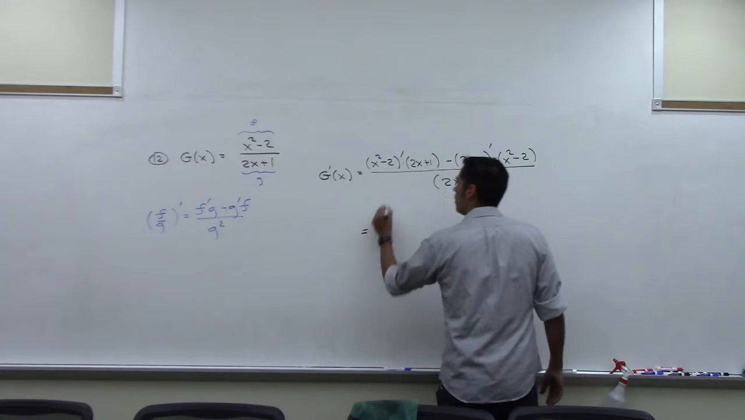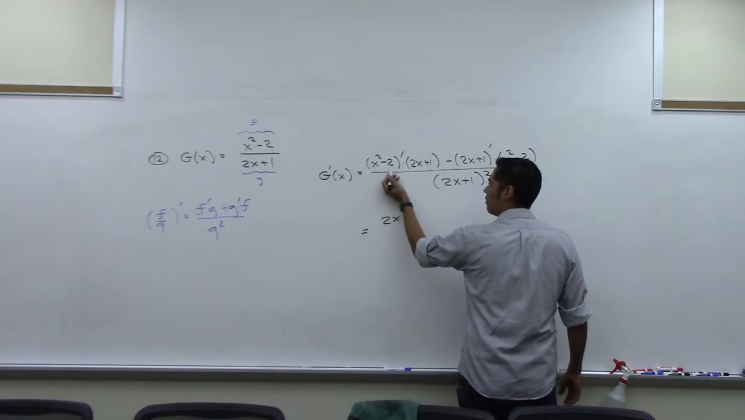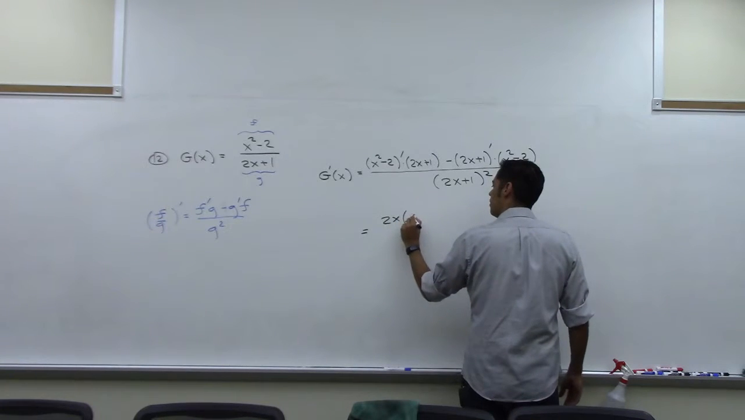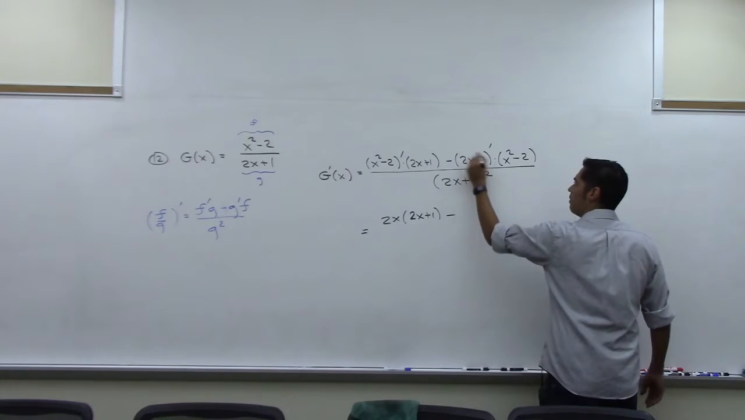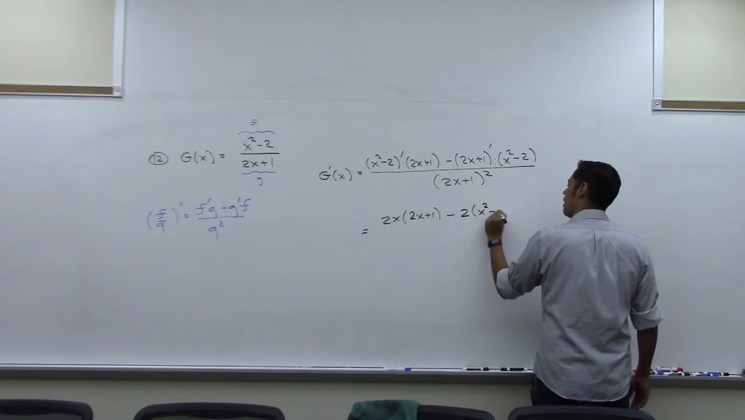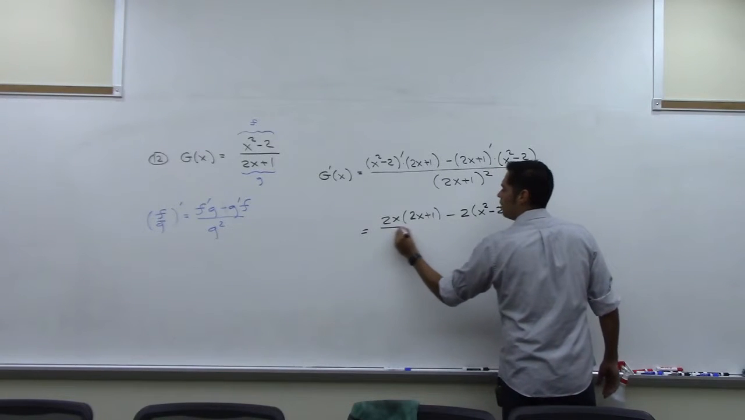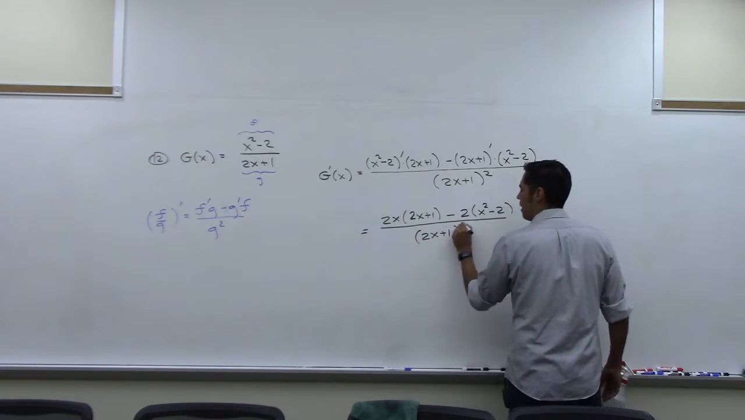And then the derivative of this is just 2x, right? The derivative of that is 2x, the derivative of that is 0, times the 2x plus 1, minus, now the derivative of this is just 2, times the x squared minus 2, then all of this over 2x plus 1 squared. And we are not going to expand that out, we're just going to leave it.